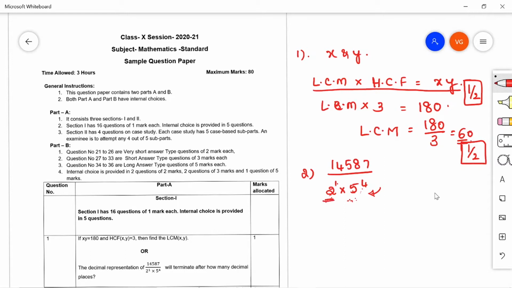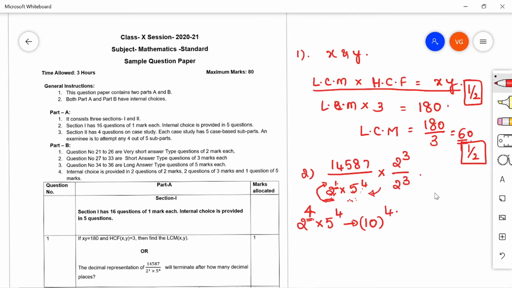So if you write this 2 also in the power of 4, that is, 2 power 4 into 5 power 4 in the denominator, then the whole 10 power 4 will come. But here I have only 2 power 1. So to make it 2 power 4, I will multiply both the numerator and denominator with 2 cube.